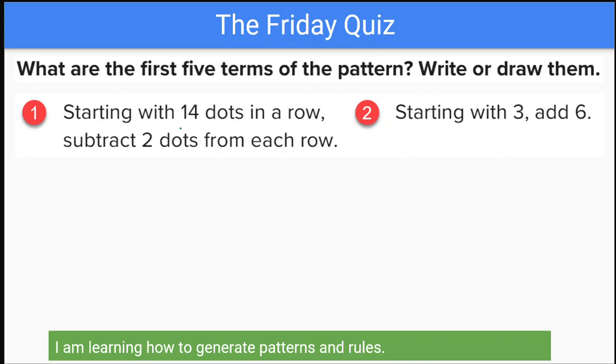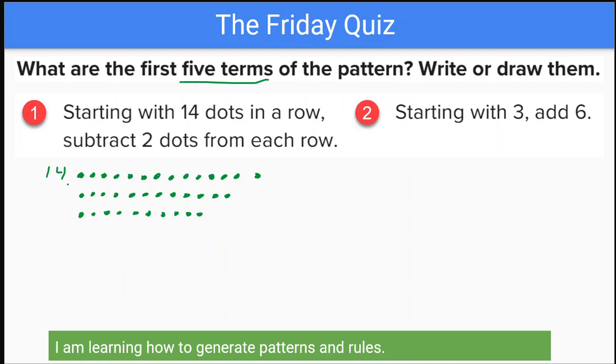So it says this, starting with 14 dots in a row, subtract 2 dots from each row, okay? So you want the first 5 terms. Well, in this case right here, in the first row we have 14 dots, okay? In the next row we're going to have 2 less than that. We're going to subtract 2, so we're going to have 12. In the next row we're going to subtract 2, so we're going to have 10. Okay, now I only did 3 right here, and they wanted the first 5, so I'm going to let you continue to figure that out.